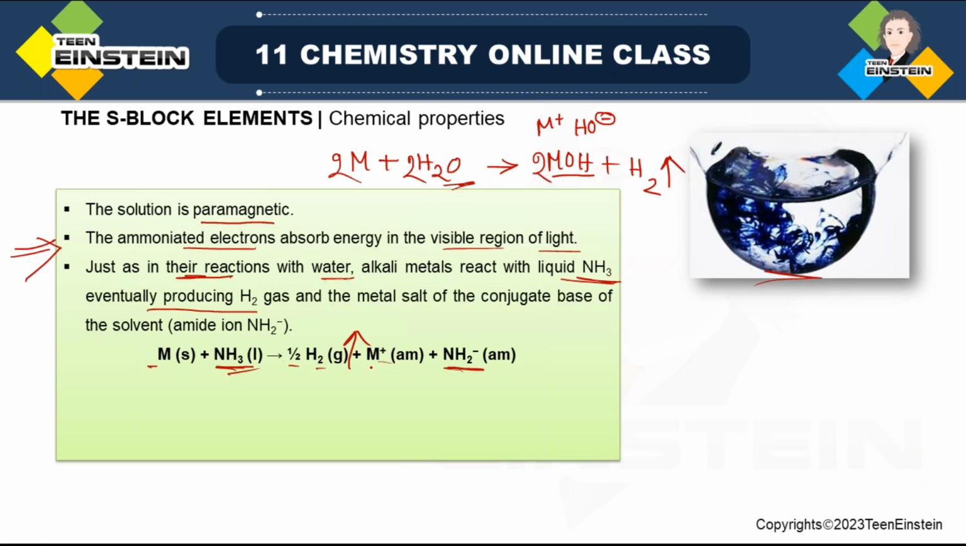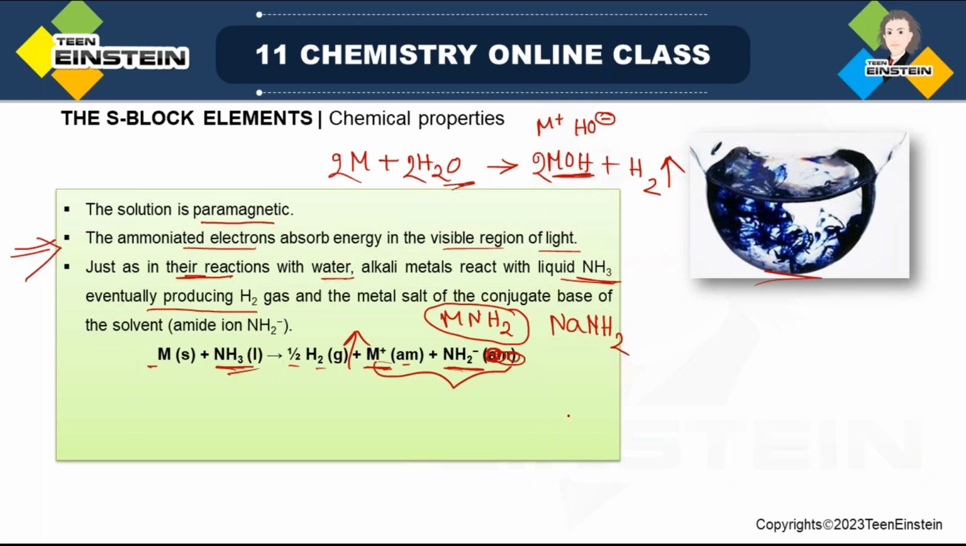So hydrogen is liberated, M plus and NH2 minus. These two together, here in the bracket AM is written. AM means ammoniated. Fine. So this is M plus. Sorry, this is not ammoniated. M plus is ammoniated. So this M plus and NH2, if you write it together, it will be this metal amide. For example, if I write sodium, the formula will be NaNH2. For potassium, it is KNH2. So this is sodium amide.